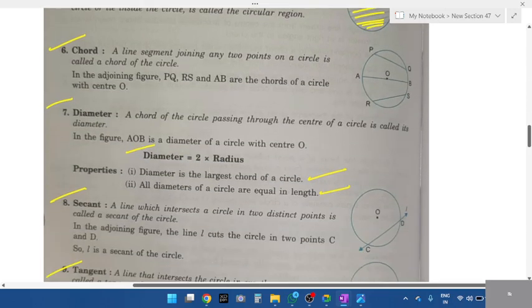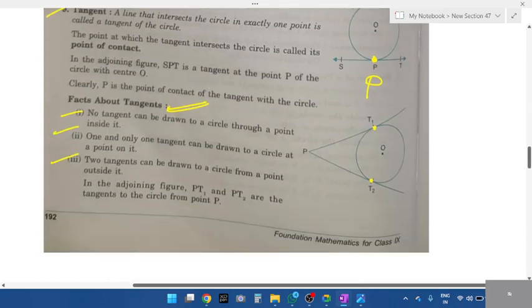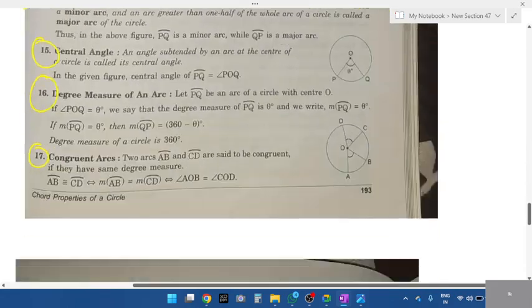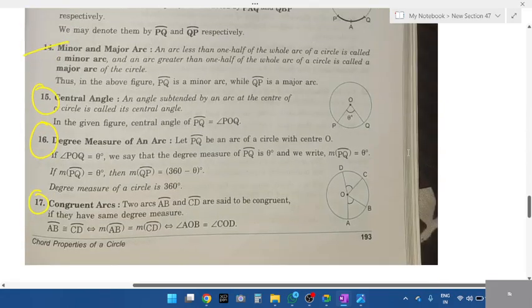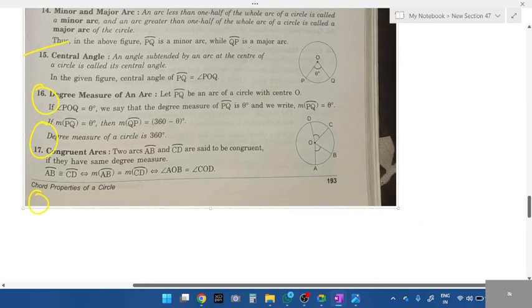These topics you understood: what is chord, diameter, secant, all these things. Okay. These three things are pending, students. Central angle. Or did you all go through this? Did you understand what is central angle?